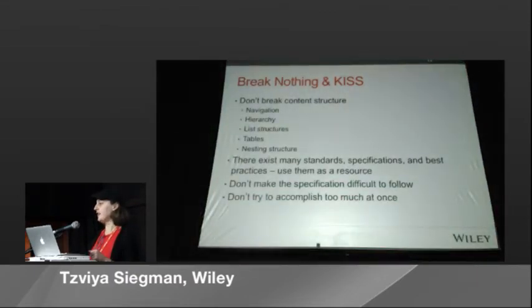And a good rule to follow is try to avoid breaking anything and keep it simple. Don't break your content structure. It's almost never worth it. You have good navigation, good hierarchy, good list structure, tables, and good nesting. There are many standards and specifications. Use them. They really are very helpful. Often, if you just follow the documentation that exists out there, your specifications will practically write themselves. Don't make your rules difficult to follow. No one will follow them if they can't read them. And really, don't try to accomplish too much at once.